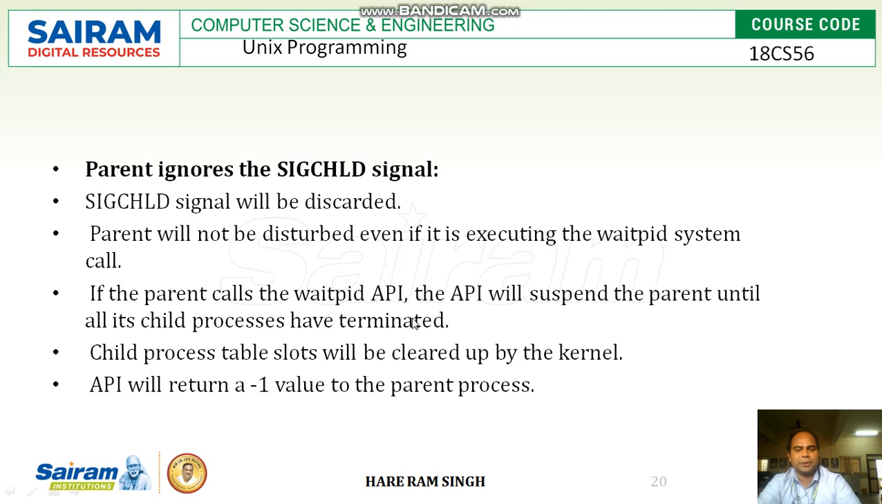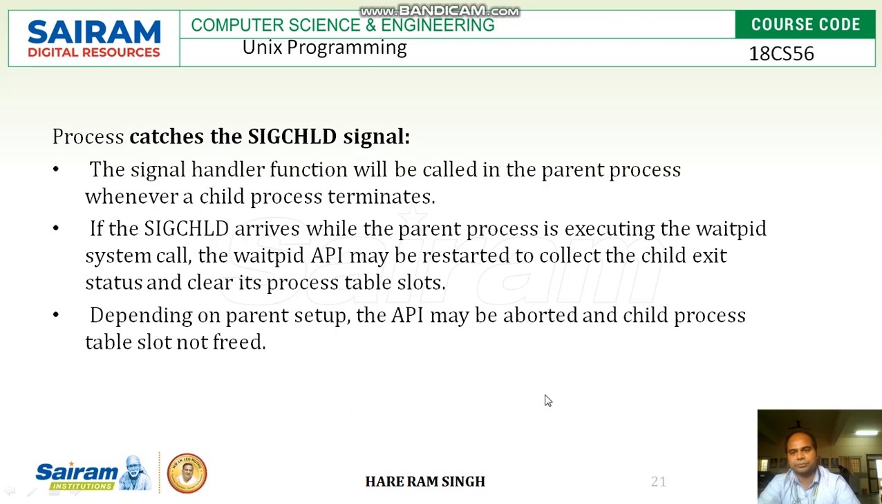If the parent calls the waitpid API, the API will suspend the parent until all its child processes have terminated. So this is the main thing. The child process table slots will be cleared up by the kernel. This is happening in the previous case also. Whenever the child process gets terminated, the process table of the parent process will be cleared of the corresponding child process data, and the API will return -1 to the parent process.